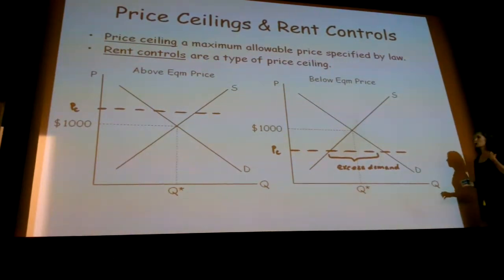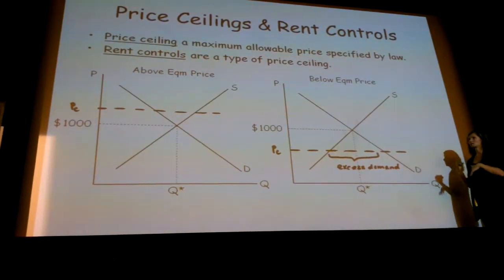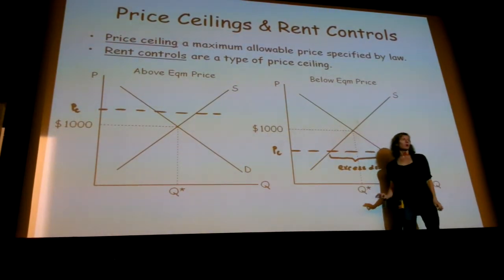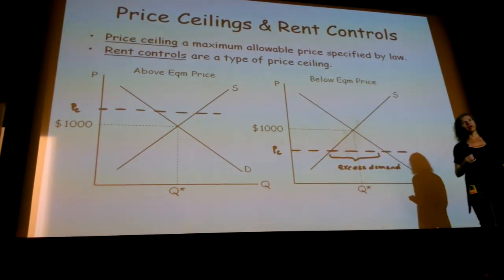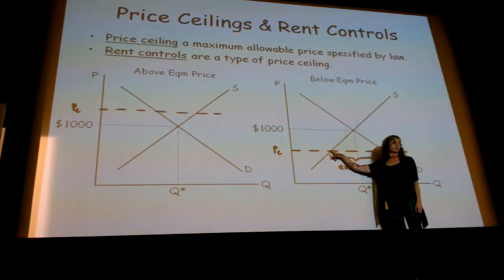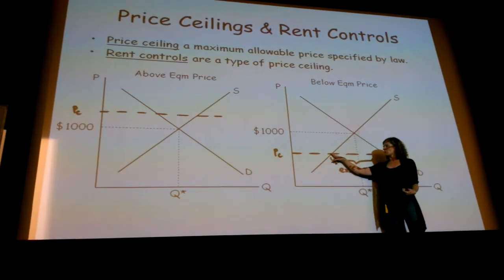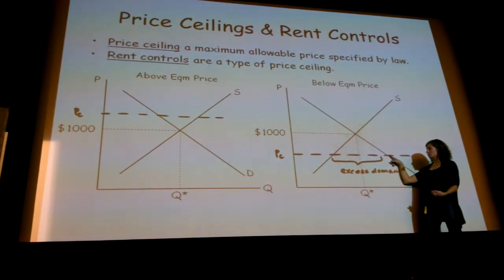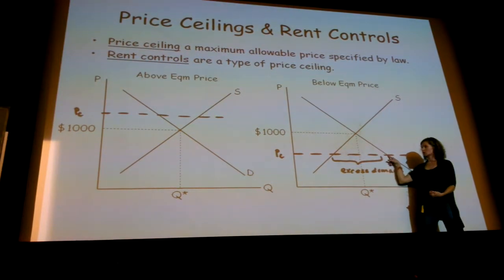Now there's this expression when you're talking about price ceilings and price floors, which we'll talk about next, which is that the short side of the market always wins. All that means is you can't force sellers to rent apartments that they don't want to rent. Okay, so these consumers are just out of luck.